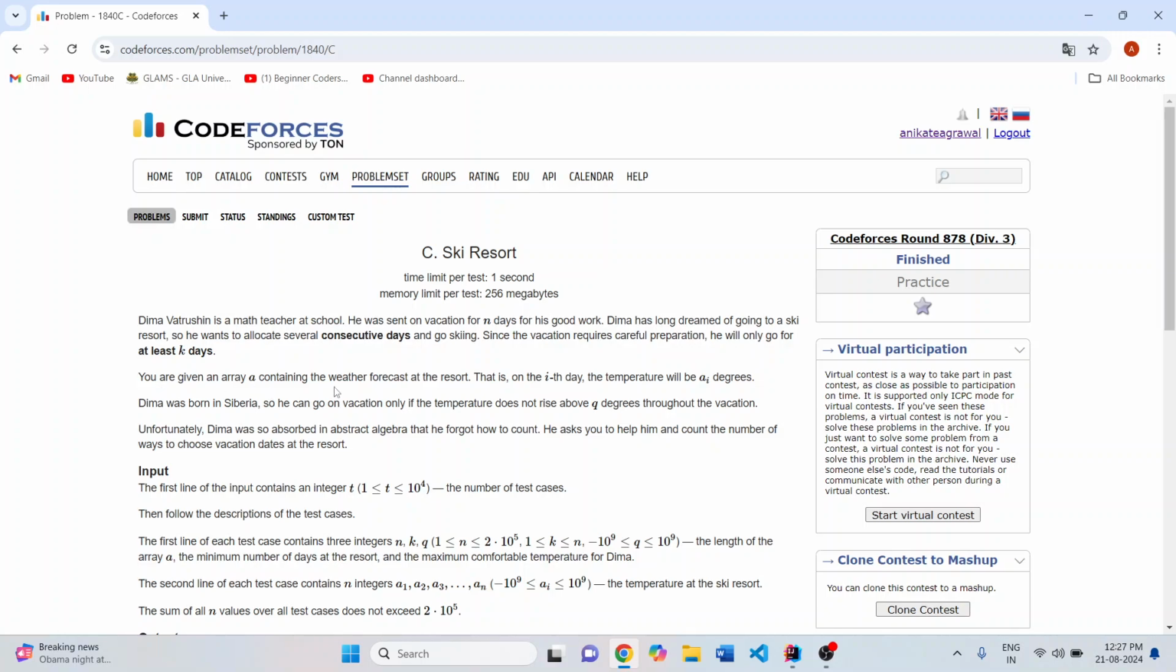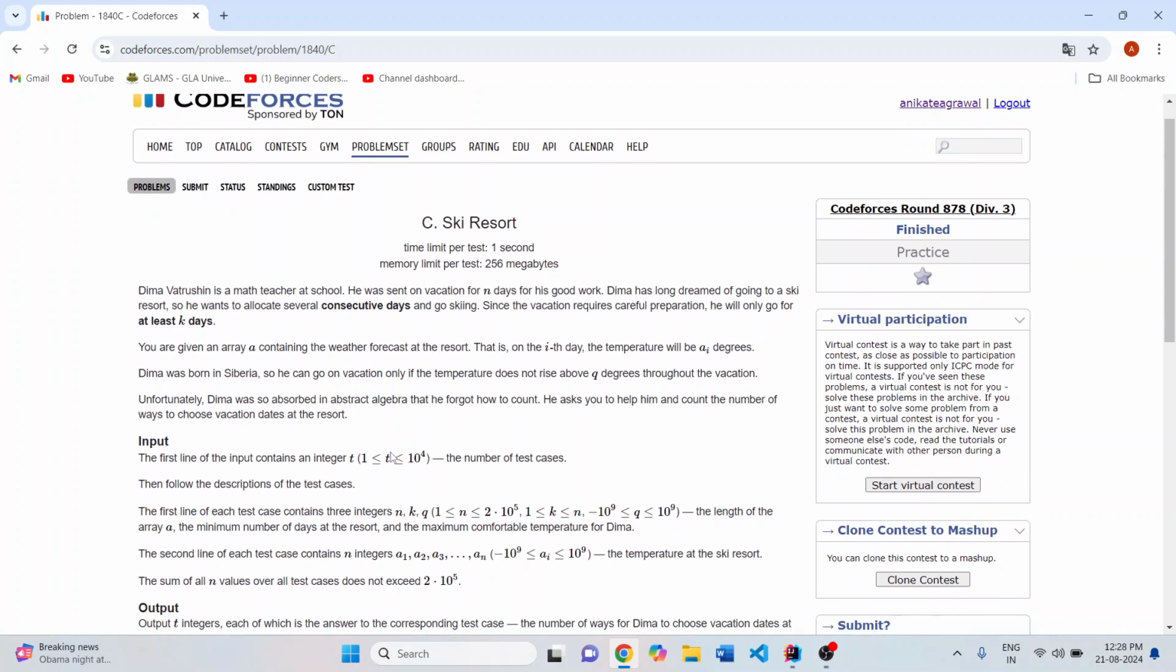So we are given an array A containing the weather forecast at the resort. That is, on the ith day, the temperature will be A_i degrees. Dima was born in Siberia, so he can go on vacation only if the temperature does not rise above Q degrees throughout the vacation. Unfortunately, Dima was so absorbed in abstract algebra that he forgot how to count. He asks you to help him and count the number of ways to choose the vacation dates at the resort.